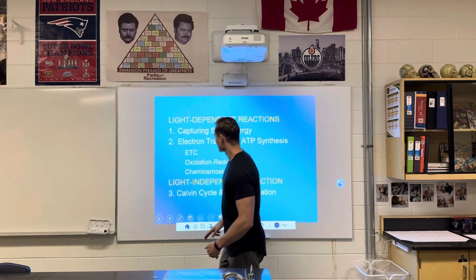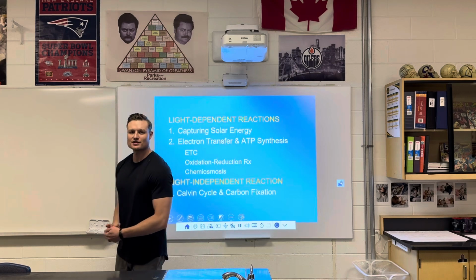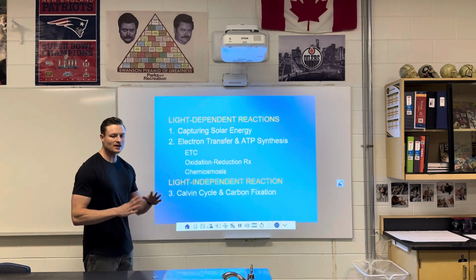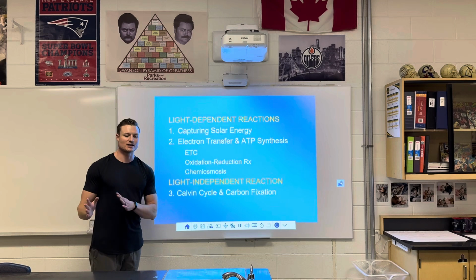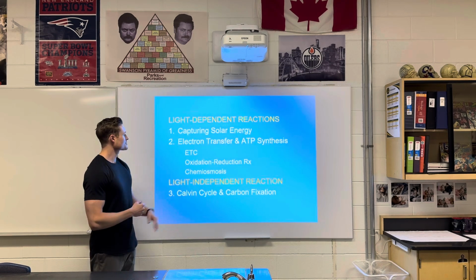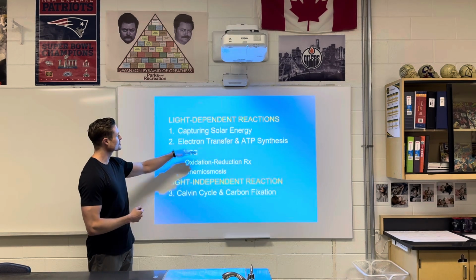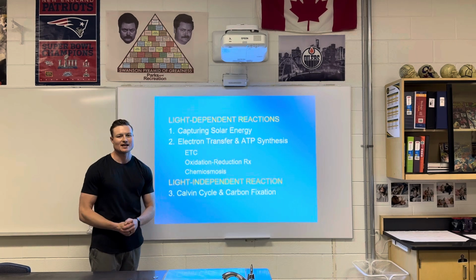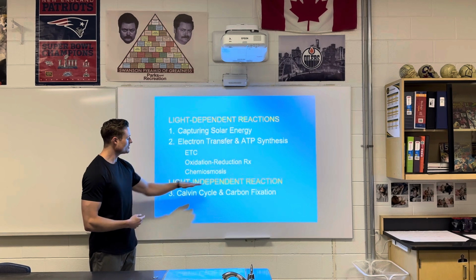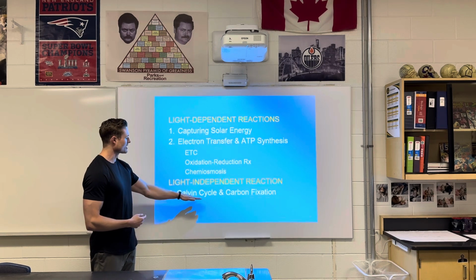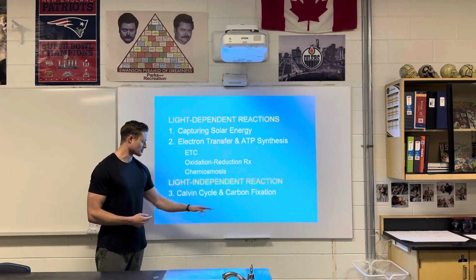Okay, so in the process of photosynthesis, there are essentially 2 main parts: light dependent, light independent, and 3 main steps. So the first 2 steps are part of the light dependent reaction. We have capturing solar energy, and then we have electron transfer and ATP synthesis. And then the third part, which is part of the light independent reaction, is the Calvin cycle and carbon fixation.